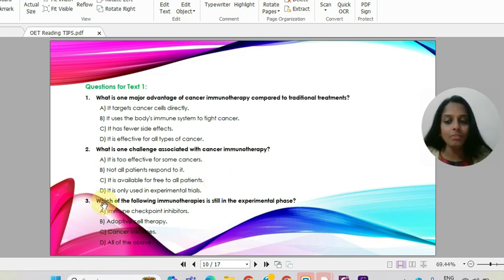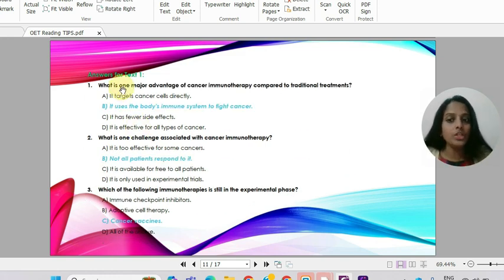The third one, which of the following immunotherapies is still in the experimental phase? Immune checkpoint inhibitors, adoptive cell therapy, cancer vaccines, all of the above. So the four options for the third question. So let's see the answers and you can check your answers now whether it is correct or not. I'm just moving on to the answers.